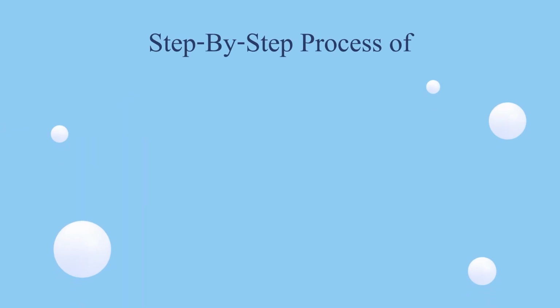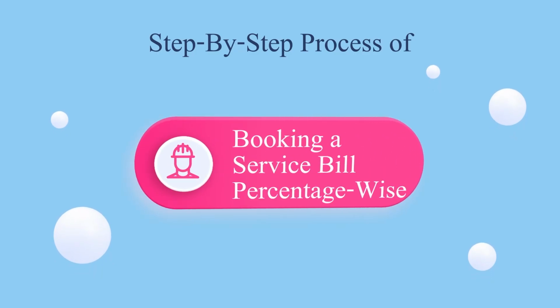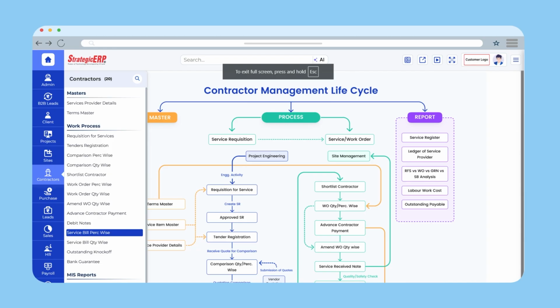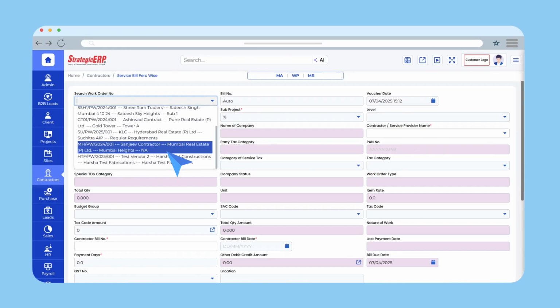Let us understand the step-by-step process of booking a service bill percentage-wise in StrategicERP. To book a service bill, first approve the service received note against the percentage-wise work order. Then, navigate to the service bill percentage-wise form under the Contractors Management module and search for the work order number.